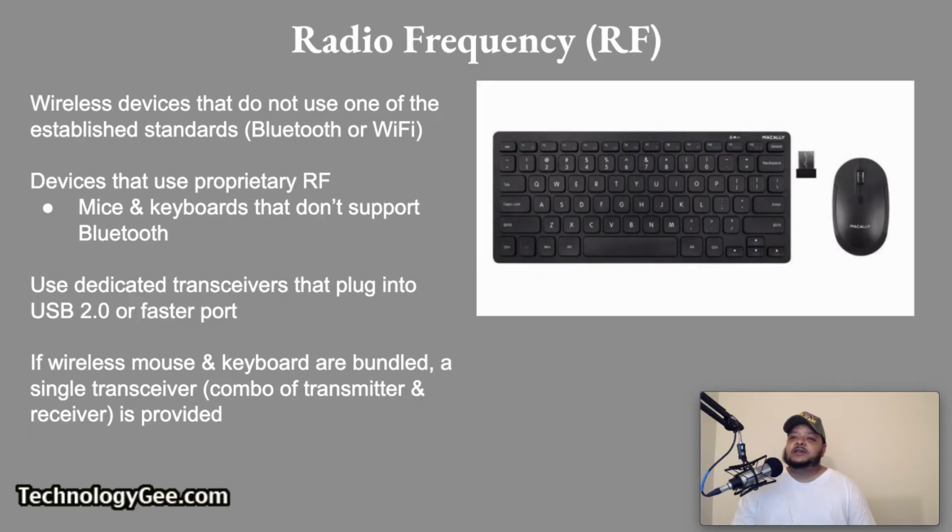So as you can see in the picture over here, you have a keyboard and a mouse, and you have this little transceiver that you can plug into a USB port, preferably that of a 2.0 or higher. Some of these keyboards and mice, you have to punch in like a special code to get them to sync up with the transceiver, and then you can have a wireless connection to your machine using these devices.